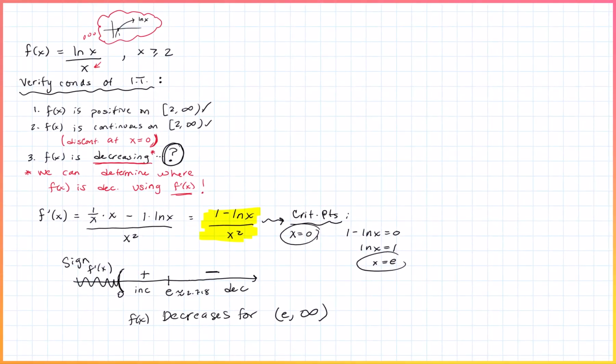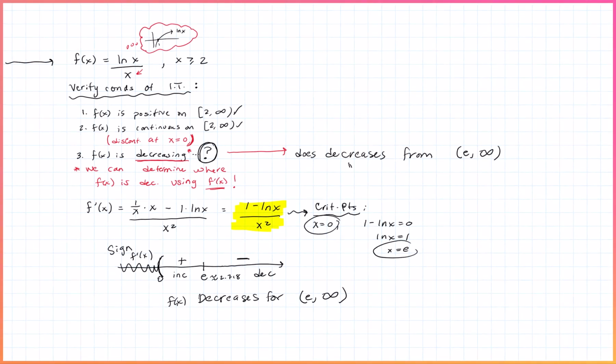It's not always decreasing. Let's come back to what we're trying to verify here. It's not always decreasing, but it does decrease from e to infinity. So it does eventually. That's what we call eventually. And it doesn't even take that long, only until e, which is about 2.718, and then it starts to decrease.